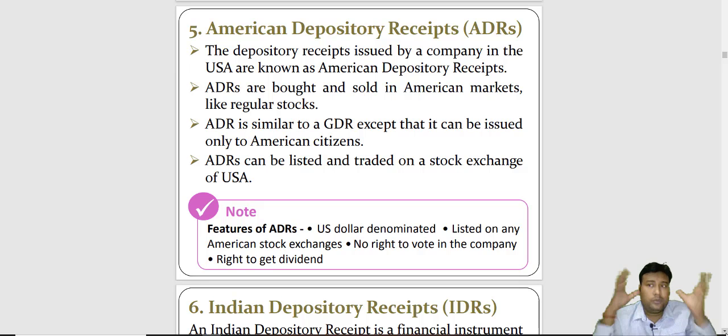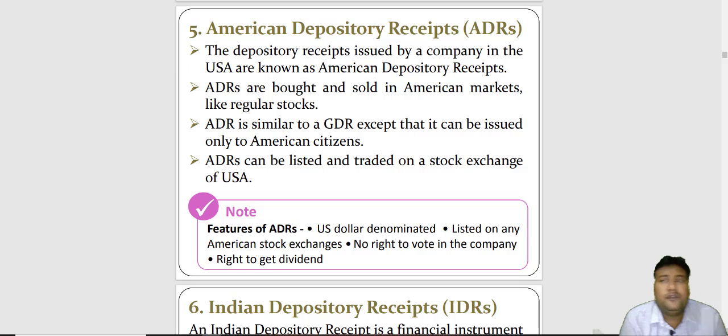GDR can be global, it can be issued to anyone. But ADR is an American depository receipt. That's why it will be issued to only American citizens. देखो ये बच्चा basic difference है कि global depository receipt is for everyone.